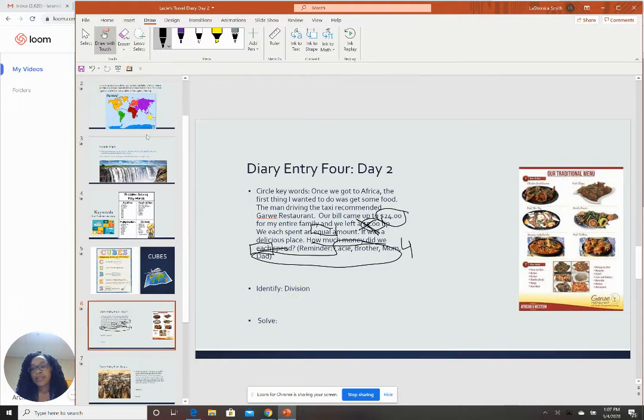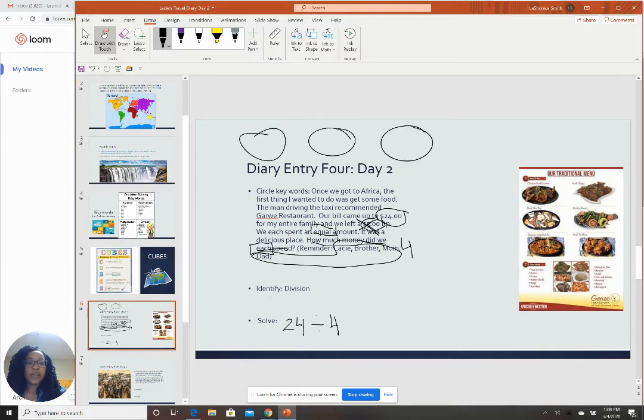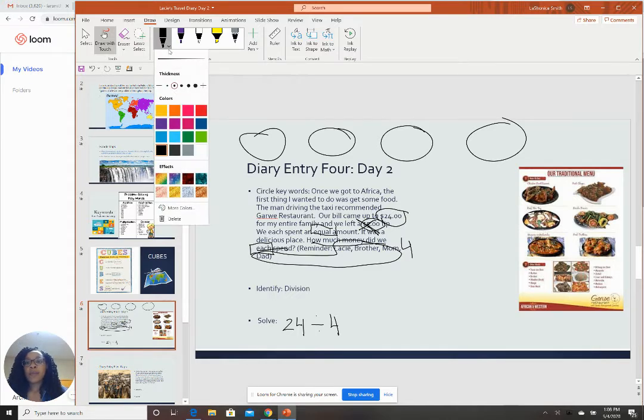Okay? So now it is time to solve. We are going to do $24, and we're trying to divide that equally up into 4 people. So I'm going to do a circle for each person, and I'm going to count up to 24 to determine how much money they each spent.